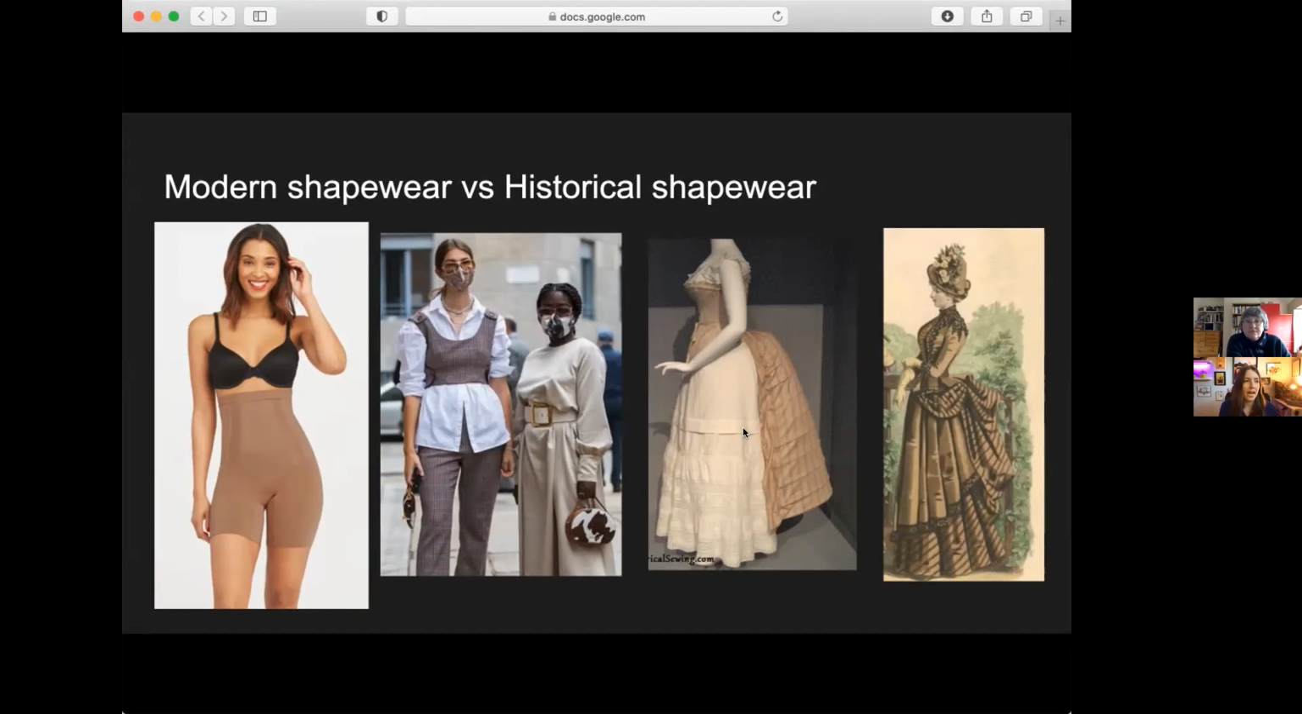So the use of padding and constrictive garments to create this shape is what we would consider modern shapewear. However, modern shapewear is far less common for everyday clothing than shapewear was in previous periods of fashion history. So here's some modern fashion clothing, modern shapewear, and you can see that it's not necessarily needed to create any specific silhouette under these clothes versus a historical silhouette.